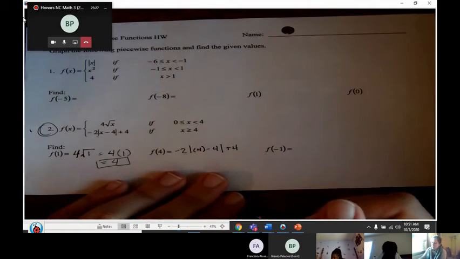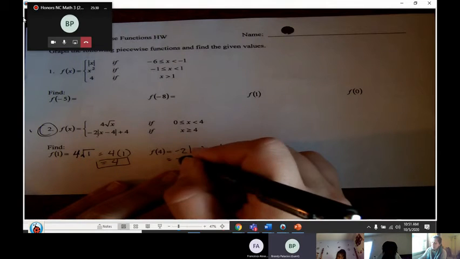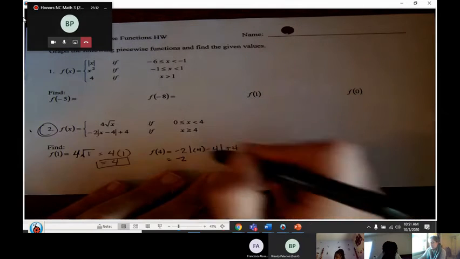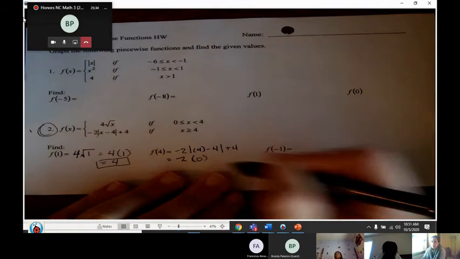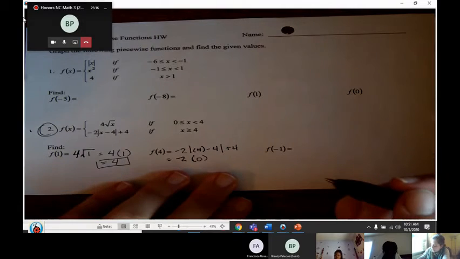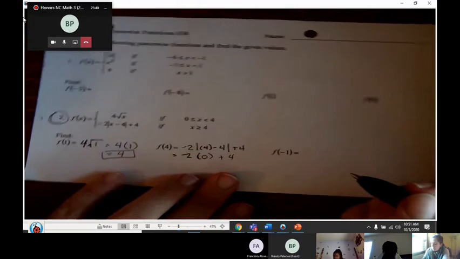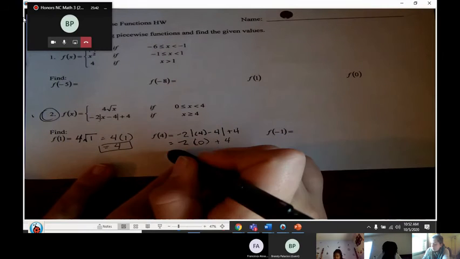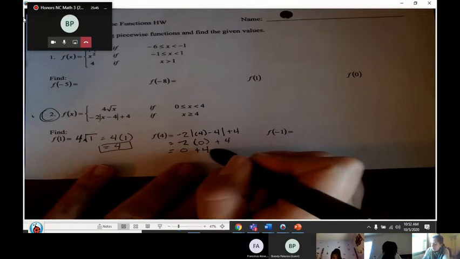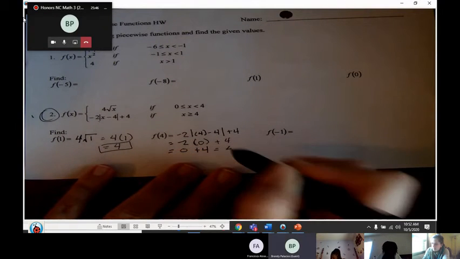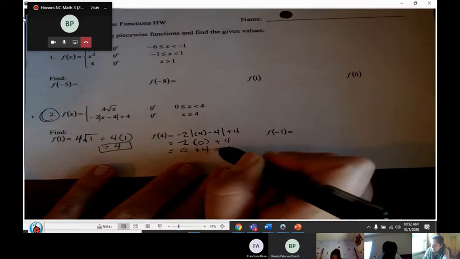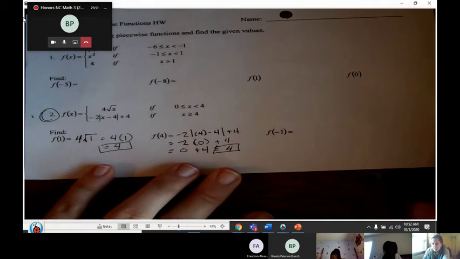So Brandy, what's 4 minus 4? 0. Yeah, so this is just 0, and the absolute value of 0 is just 0, so there's not much we can do with that. We're adding 4. The -2 times 0 is 0 plus 4. So our final answer is what? 4. All right, perfect.